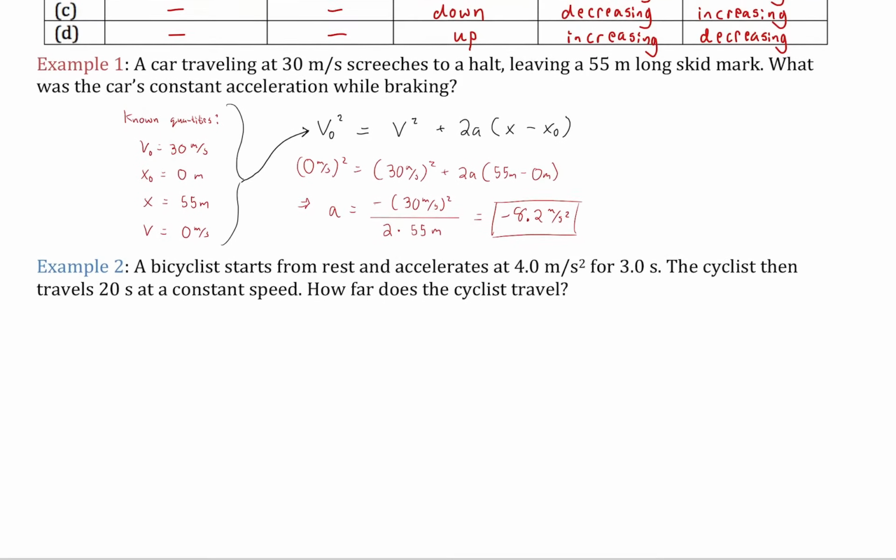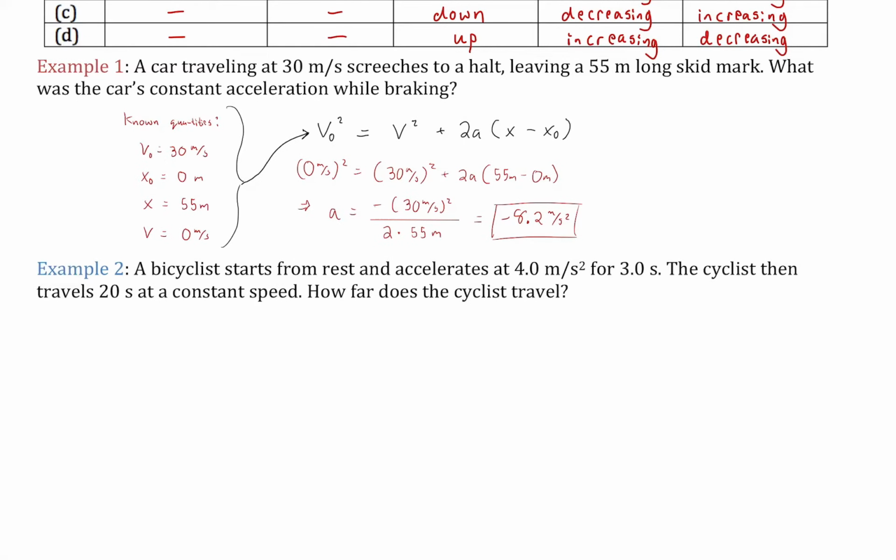Let's move on to another one. In this one, we have a bicyclist who starts from rest and accelerates at 4 meters per second squared for 3 seconds. Then the cyclist travels a subsequent 20 seconds at constant speed. And then we want to know the total distance the cyclist travels.